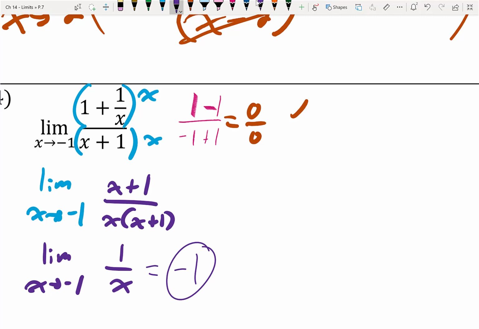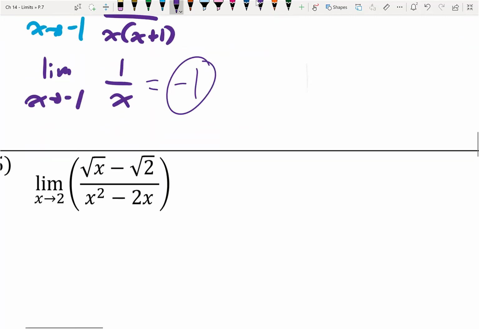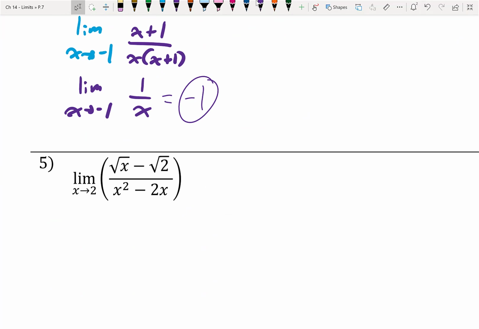Can we just like continue the equation? Nope. Limit every time. With a limit, you're not actually simplifying the expression because you're taking out a domain restriction. So be careful with that.